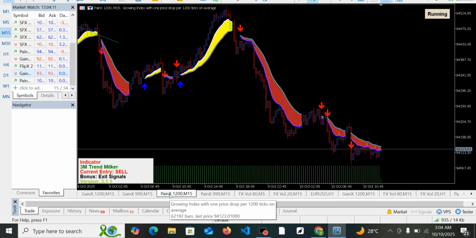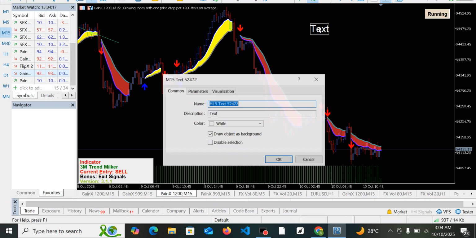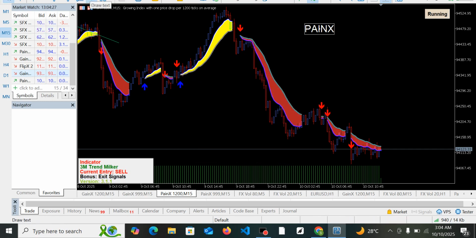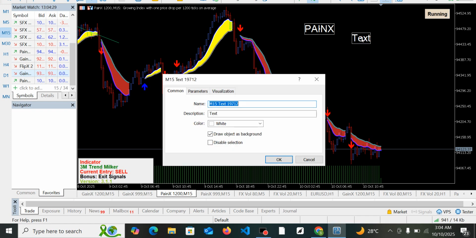Now let's go to Paynex. Paynex also works in the same way, just that it is the opposite of GainX. For Paynex, this is how it works. All you need to do is make sure you trade when the market is on a downtrend.